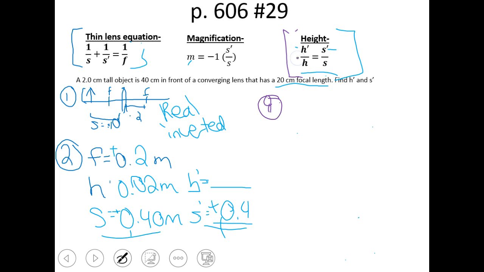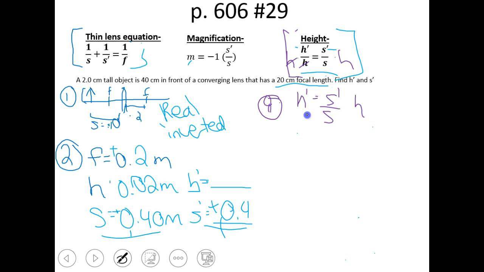All right, so I don't know h prime. And actually, I'm going to solve out in variables. So times both sides by h. That gets rid of those. And I will go ahead and rewrite this. Then I get h prime equals s prime over s times h. Right? I just solved out those variables.